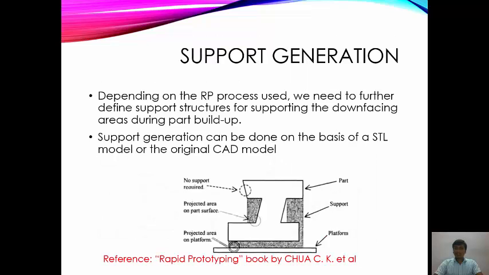And the next consideration in our model generation is support generation. Here, depending on the RP process used, we need to further define support structures for supporting the downfacing areas during part build up. Here you can see the hatched boundaries or the support structures of the required part. These supports are very helpful in holding our overhanging object in place, and they are also used to separate our object from the platform.